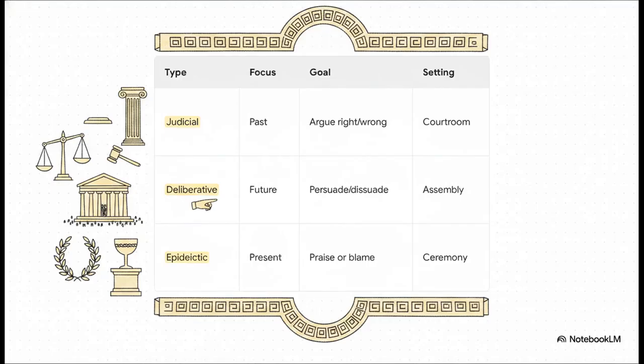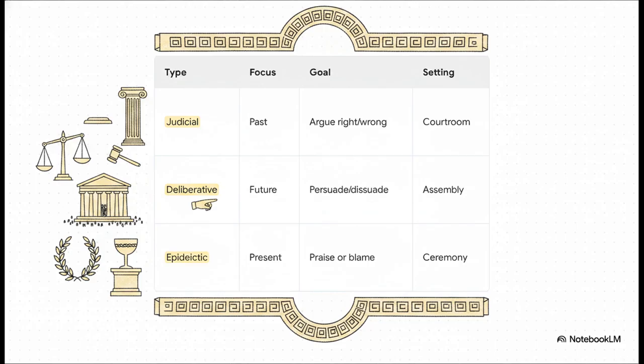So, the ancient Greeks and Romans, who were masters of this stuff, broke speeches down into 3 main types. You've got judicial, which is all about the past. Think courtroom drama. Then there's deliberative, which looks to the future. Think a political debate. And finally, epideictic, which focuses on the present, using praise or blame at a ceremony to reinforce shared values.